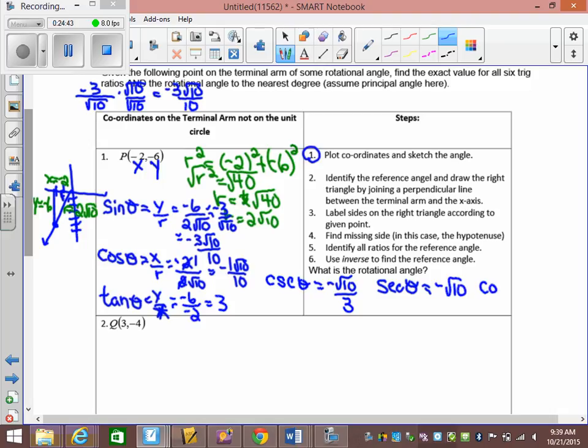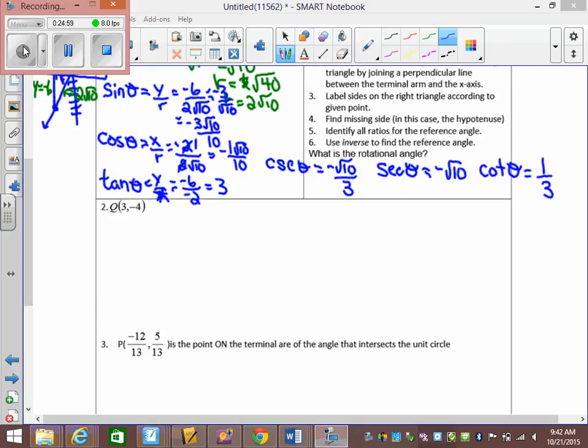And then cotan theta, instead of it being 3, it would be 1/3, because 3 is the same as 3 over 1. When I flip it, it is 1/3. You guys try number 2.